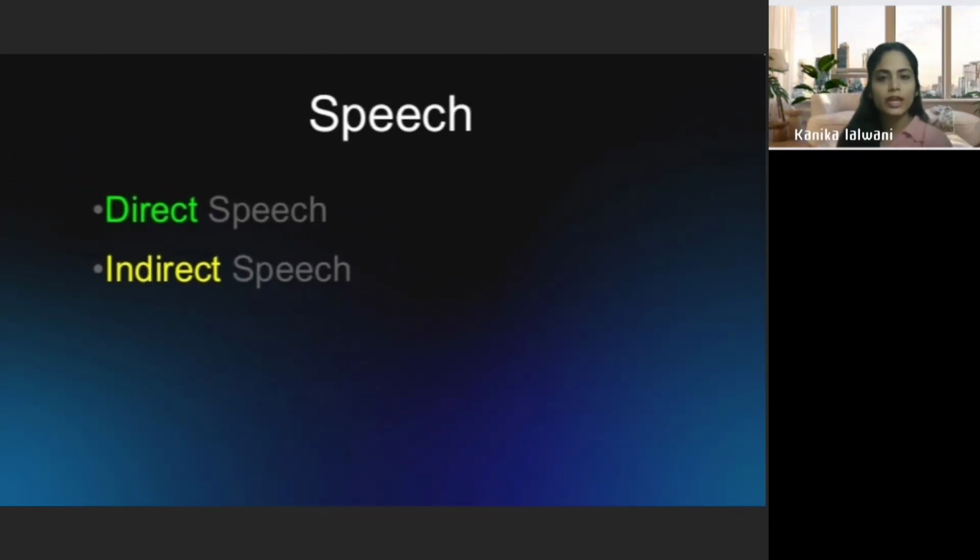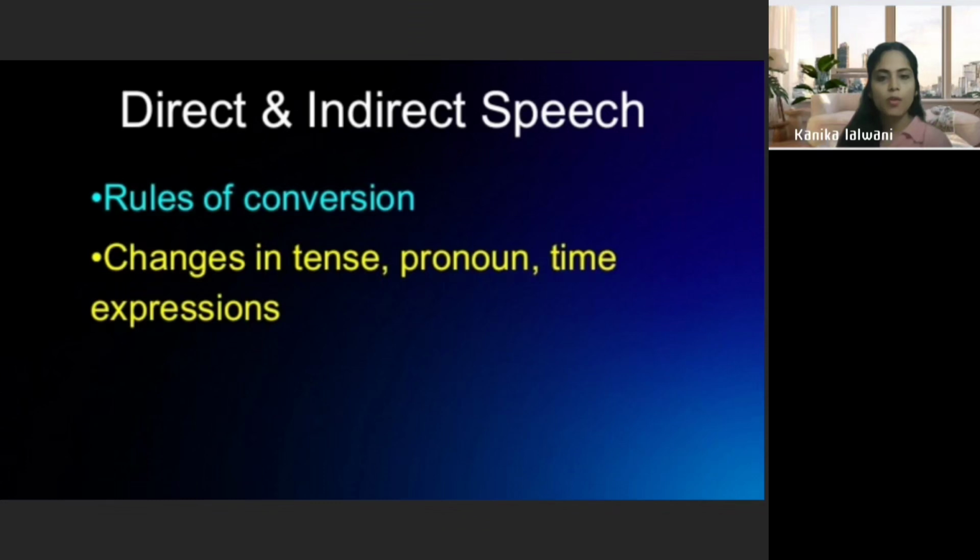After that, we learn direct and indirect speech. This helps us report what someone has said. We study the rules for changing direct speech into reported speech, including changes in pronouns, tenses, and time expressions.